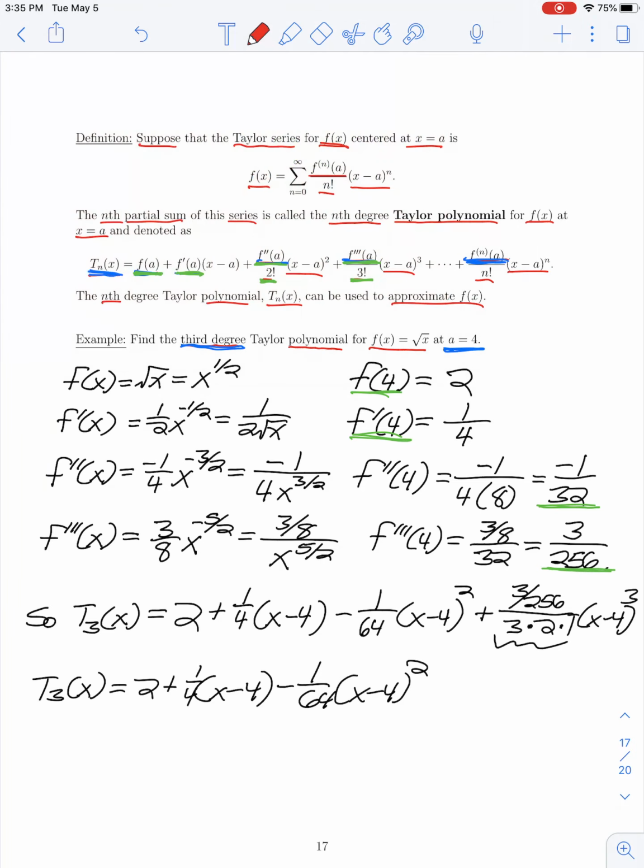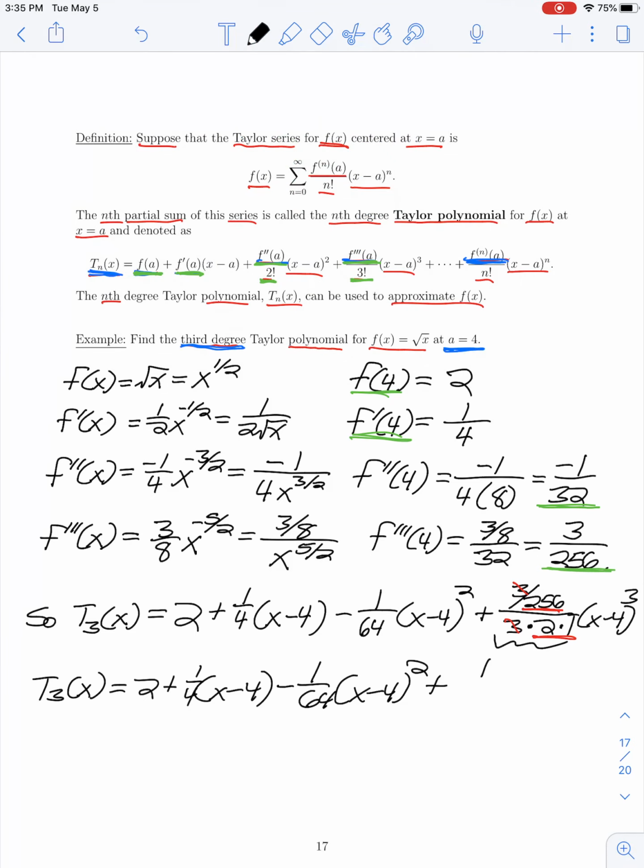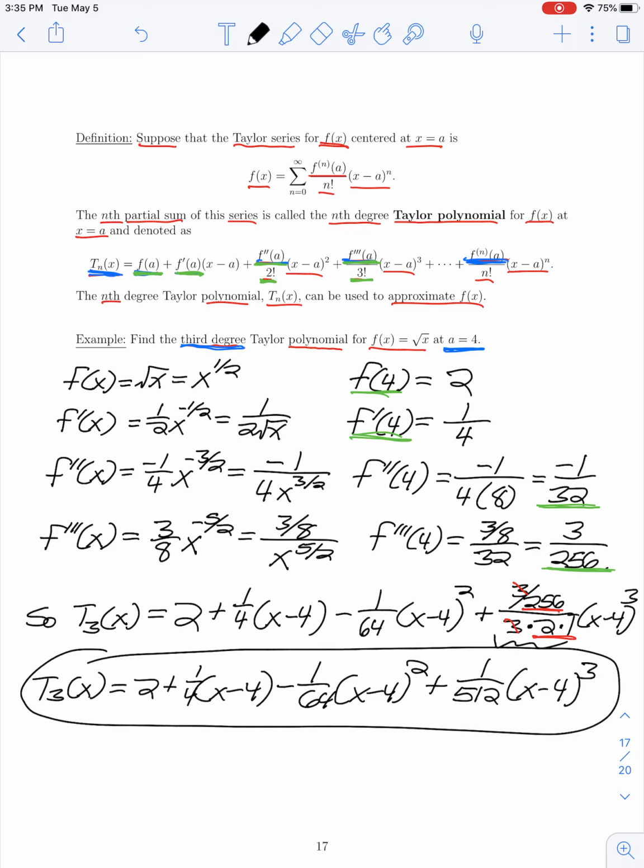So here I see that I could cancel a factor of 3 on top and bottom, and I'm left with 1 over 256 divided by 2, or 1 over 512 times (x − 4)^3. So this is a third degree polynomial, which would be an approximation of the square root of x for values of x that are close to 4.